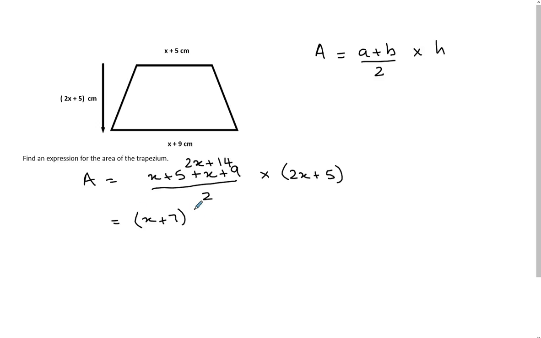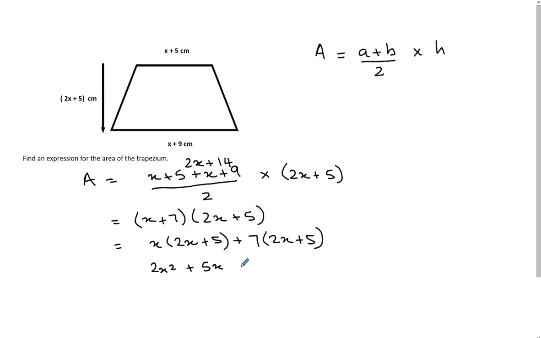So again, we've got double brackets. And we expand it out, and you get x times 2x plus 5 plus 7 times 2x plus 5. And again, can you see the flow? 2x squared plus 5x plus 14x plus 35. And collect like terms, and you get 2x squared plus 19x plus 35. And that's the area of your trapezium.